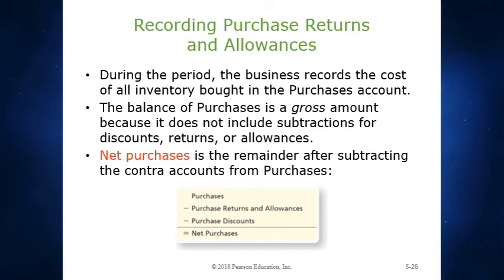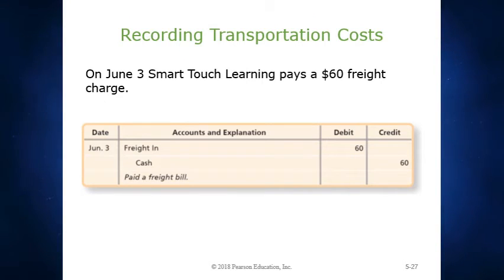So we have the initial purchase, right? And then we have the return, and then we have the discounts as well. And so we end up with this net purchases amount. And this is really the amount that we should have on hand.